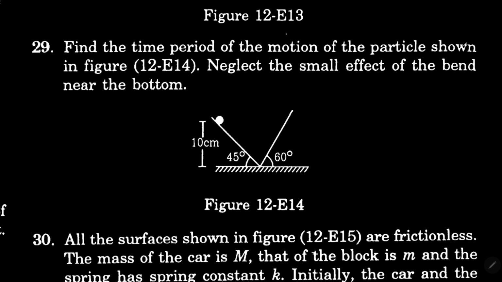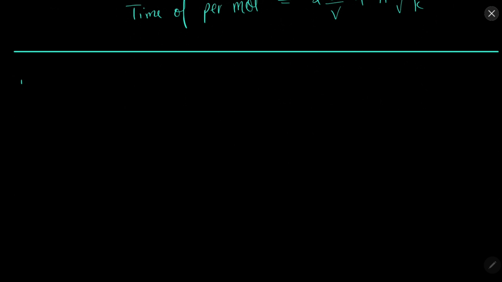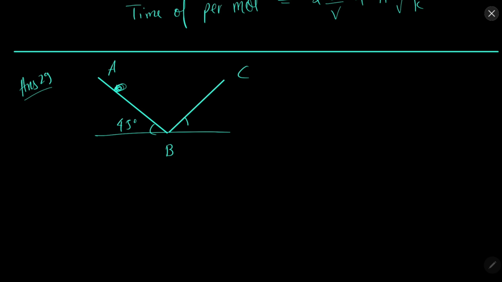In question 29, we have been given this diagram. They ask us to find the time period of motion of the particle. Solution 29. So the scenario is somewhat like this: 45°, 60°, 10 centimeter. So this is the situation that we have.